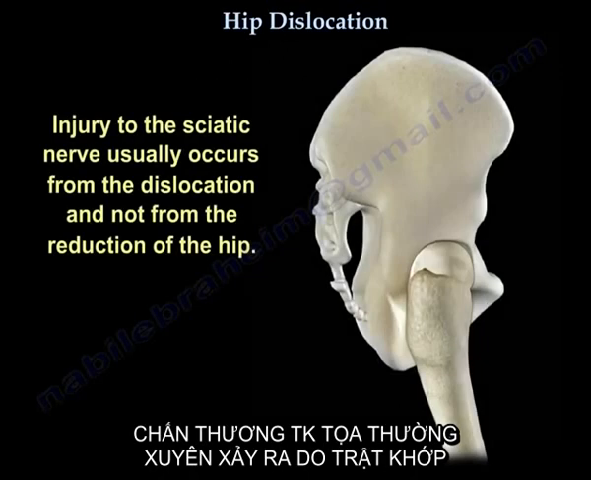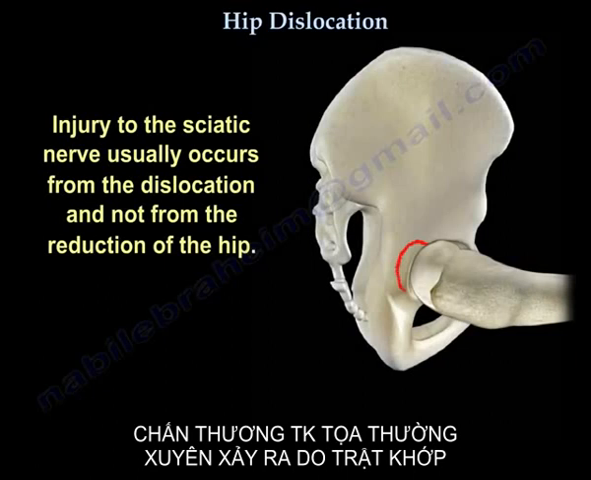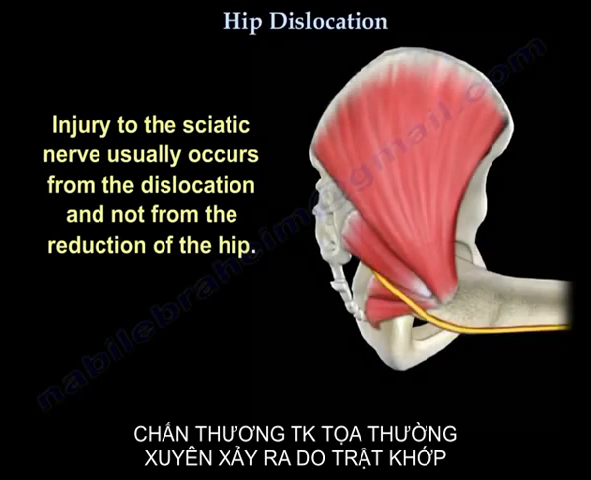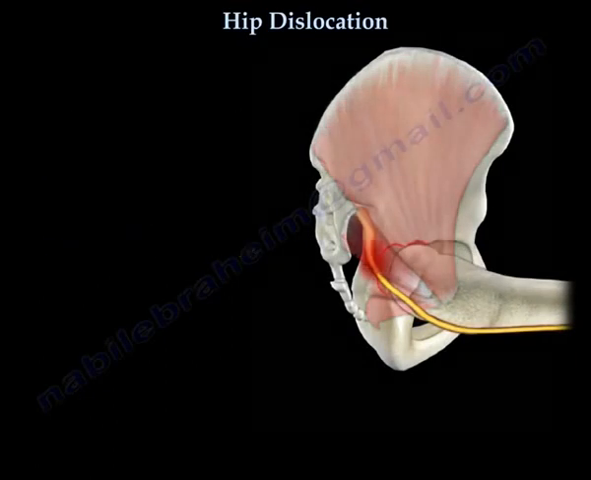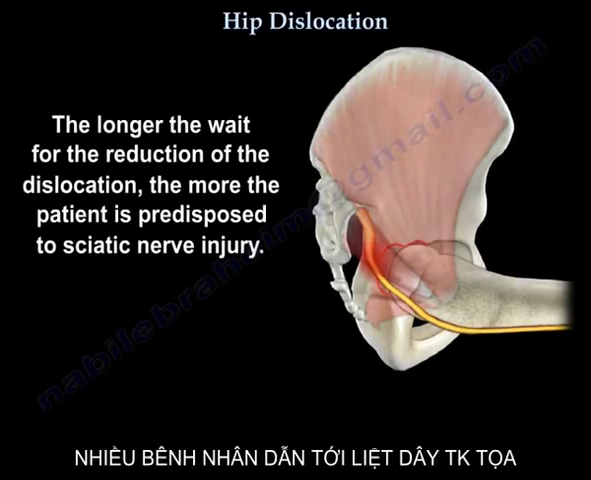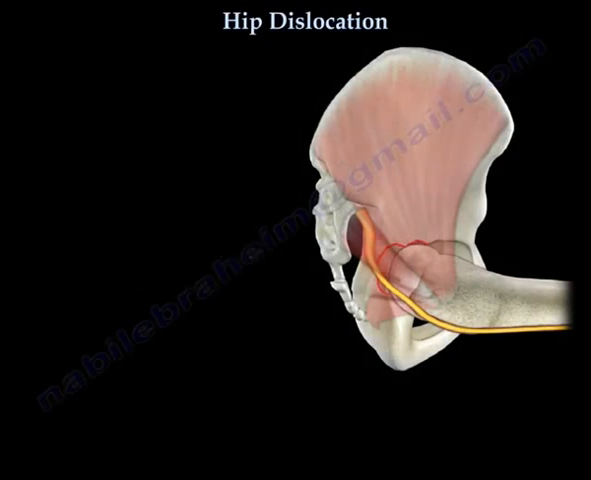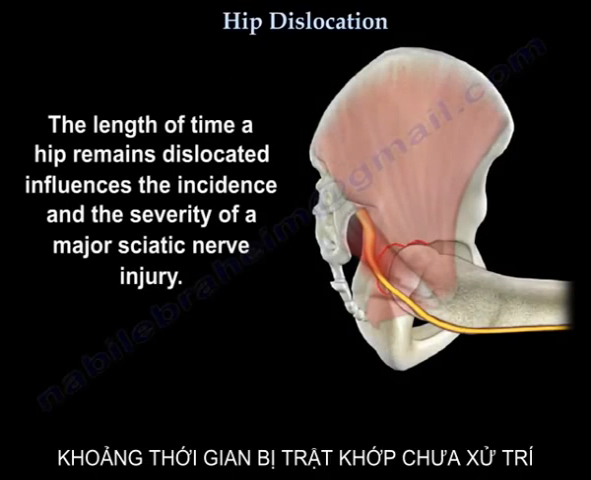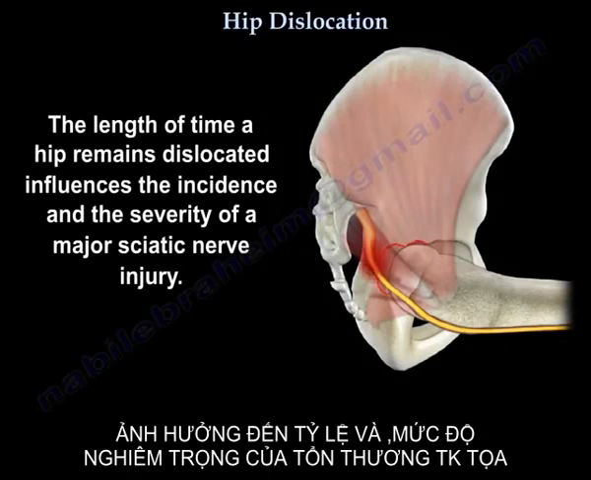Injury to the sciatic nerve usually occurs from the dislocation and not from the reduction of the hip. The longer the wait for the reduction, the more the patient is predisposed to sciatic nerve injury. The length of time a hip remains dislocated influences the incidence and the severity of a major sciatic nerve injury.